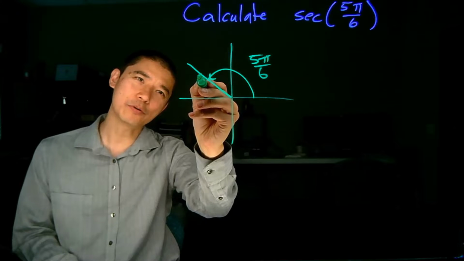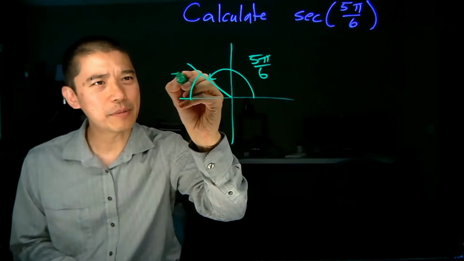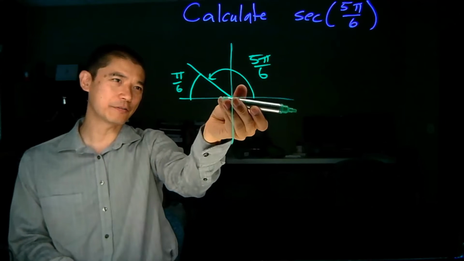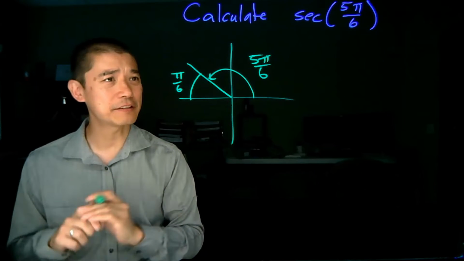which means that we have to think about what this reference angle is right here. Well, that reference angle is going to be pi over 6, or 30 degrees, and so that just completes the pi going from here all the way to there. Now we have to think about what is the value of the secant function.